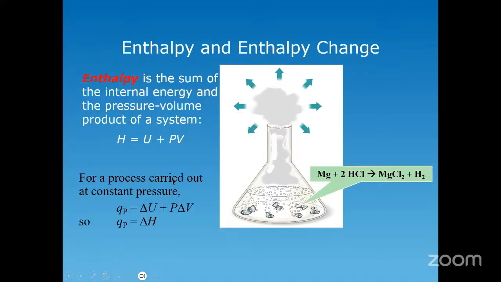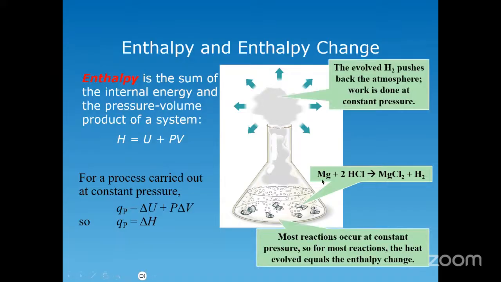Now, for a constant pressure situation, the equation we were introduced to was this: QP is equal to delta U plus P delta V, right? So it turns out that QP is the same thing as a change in the enthalpy of a reaction. So basically, the change in enthalpy of the reaction is the heat change of the reaction, all right? And an example is shown here: the reaction between magnesium and hydrochloric acid to form magnesium chloride and hydrogen. And hydrogen is a gas which will expand against the atmosphere, right?